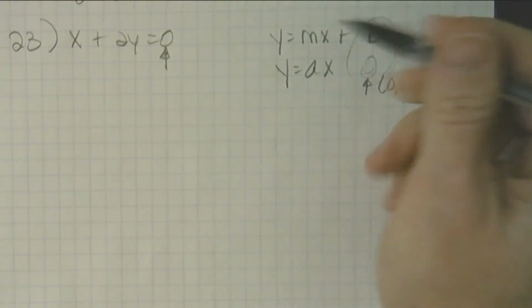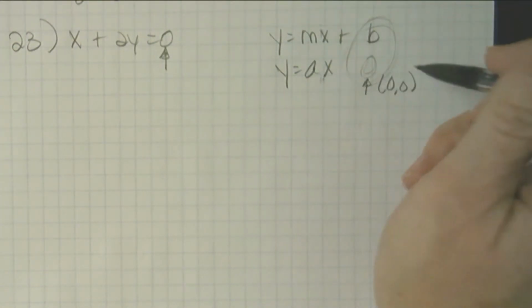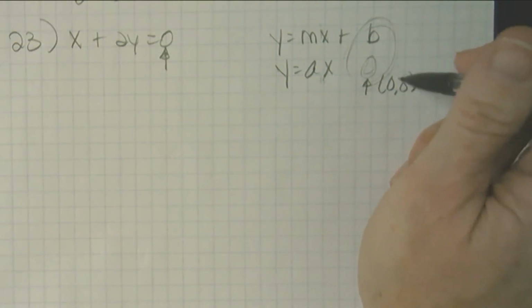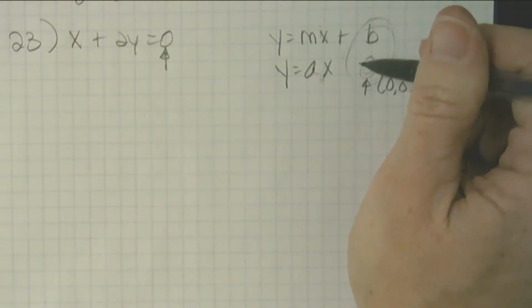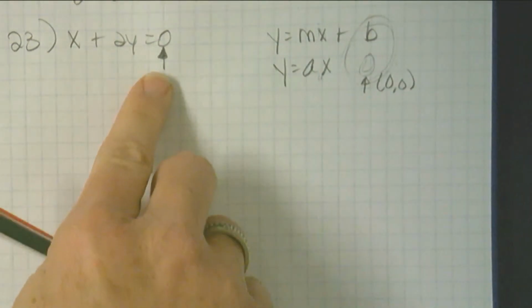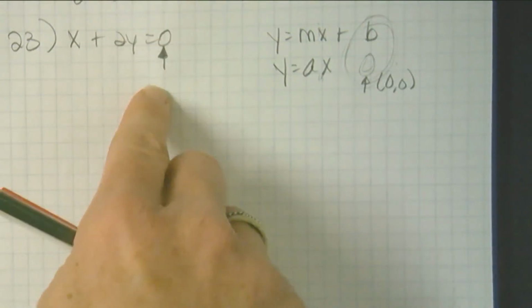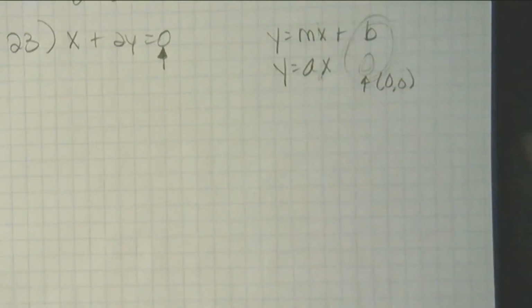Remember, our origin is our y-intercept. So these are essentially the same equation. Direct variation will always have a y-intercept of 0, 0. So our b is 0. So this constant here is 0. You can tell already that that's going to be a direct variation. If this was a 1, we know it's slope-intercept because we're going to have a b value, a constant.